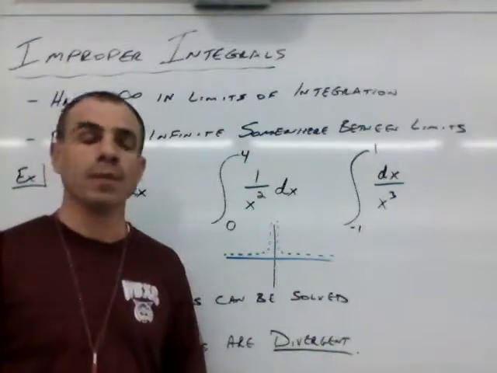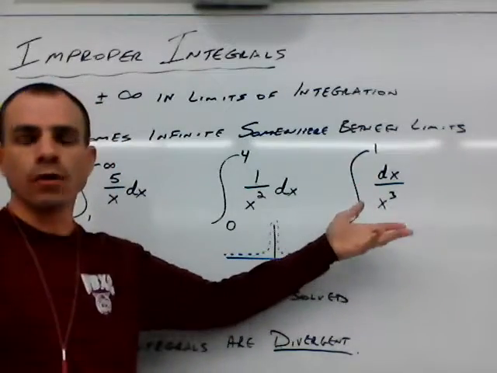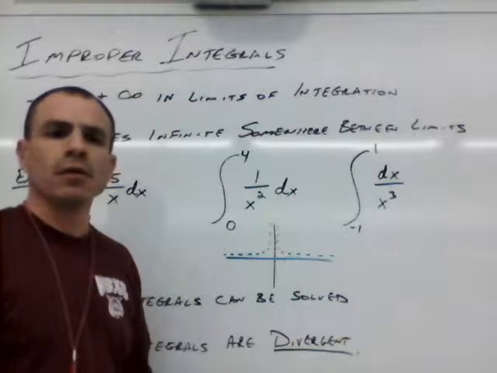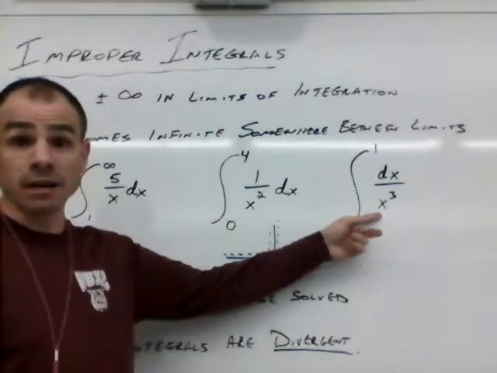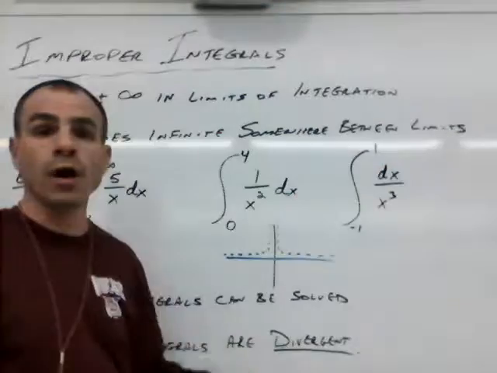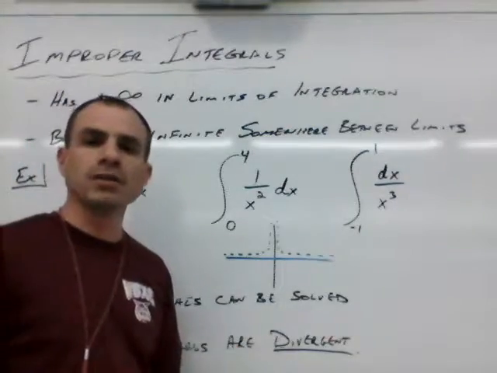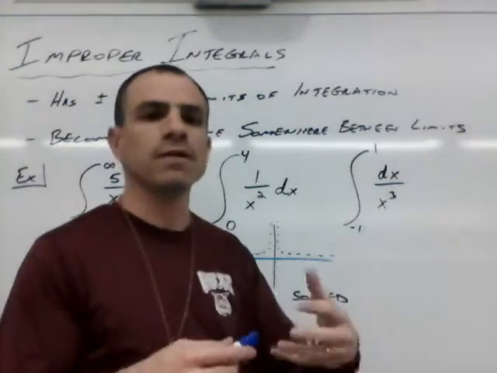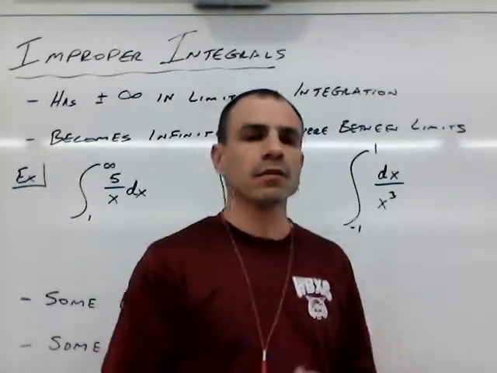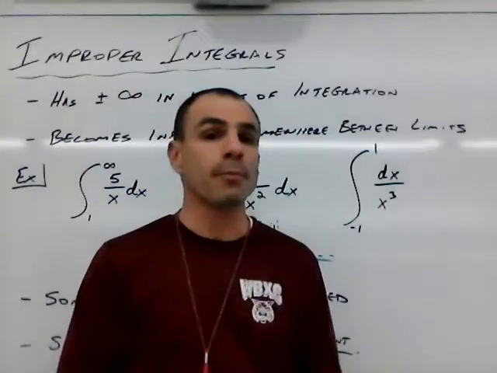That's an improper integral. You might also have a situation like this, where you have dx over x cubed. In that situation, we're starting at -1. That's fine. We can work with -1. We can also work with 1. But we know that we have an issue right there in the middle of our region when x is equal to 0. The function is becoming infinite somewhere in between our limits of integration. So these three examples are all improper integrals.